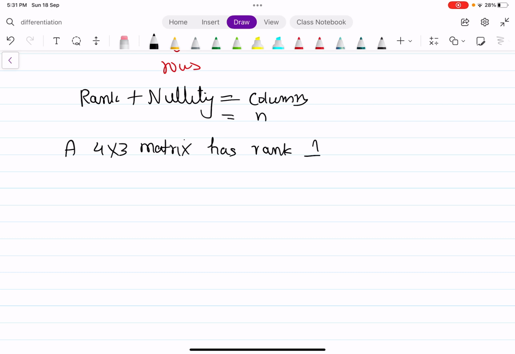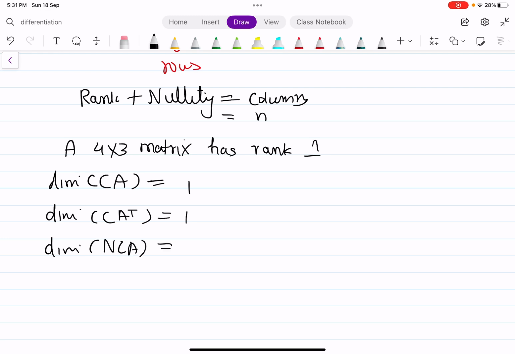So if rank is 1, I already know that the dimension of the column space of A, and the dimension of the column space of A transpose, which is the row space of A, is 1. Then I need to find the dimension of the null space of A, which is simply the nullity. I'll use the formula: rank plus nullity is the number of columns. Columns is 3. So nullity plus 1, which is the rank, is equal to 3. So nullity is 2. The dimension of the null space is 2.